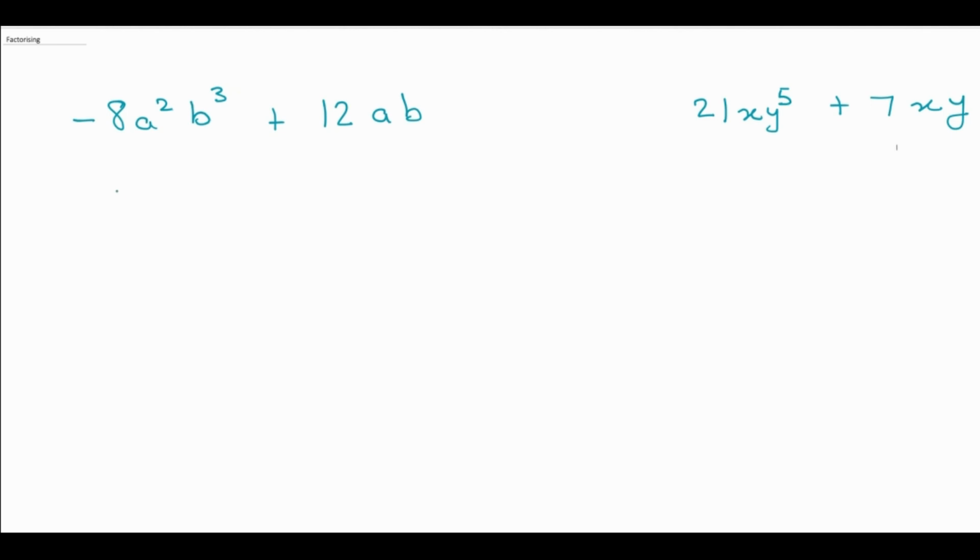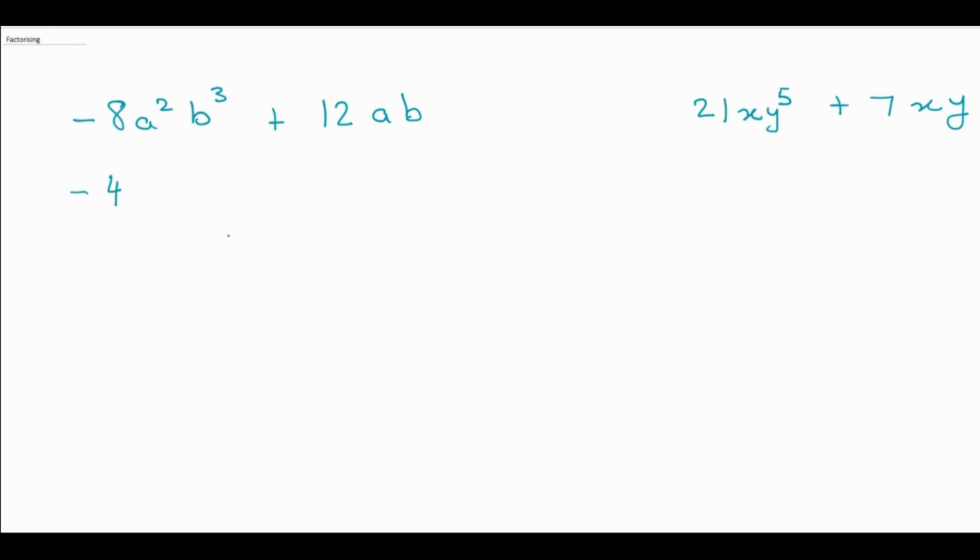So let's go through our 3 steps again. Signs, then numbers, and then letters. Let's take a look at the signs first. We have a negative and a positive. So let's take out a factor of a negative sign. Step 2. Let's have a look at our numbers, 8 and 12. What is the highest common factor between the two? It's going to be 4.